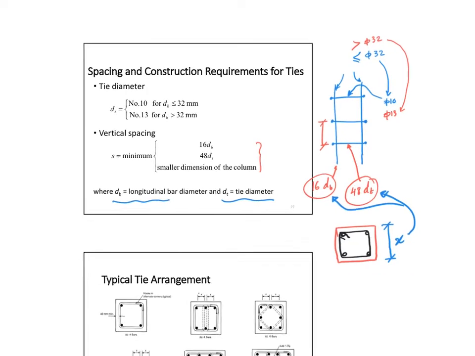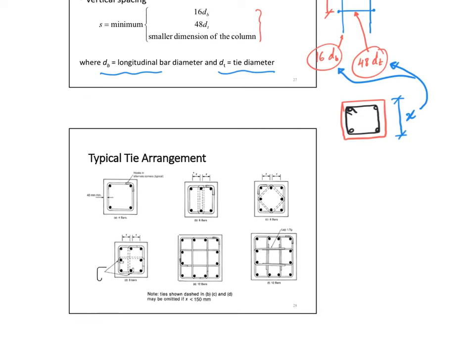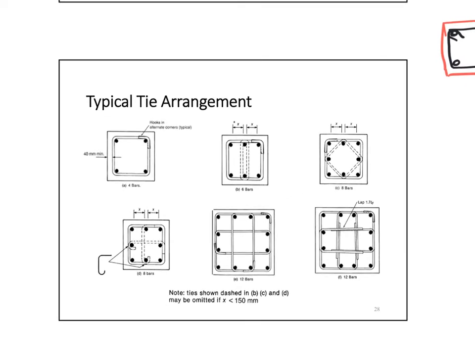Now, the typical arrangement of ties in such rectangular columns goes like this. We usually have the very big one. This is the outside tie that will take all of them. And then we start putting these rectilinear or smaller ties to tie down more rebars.